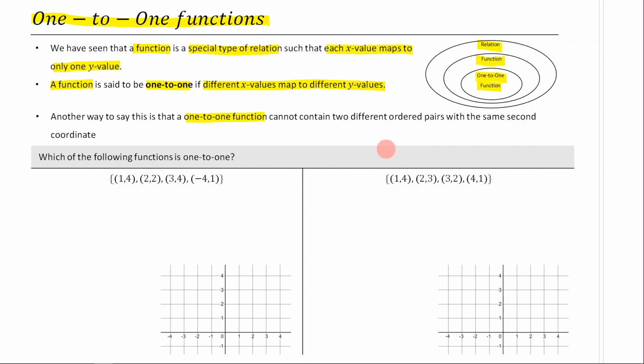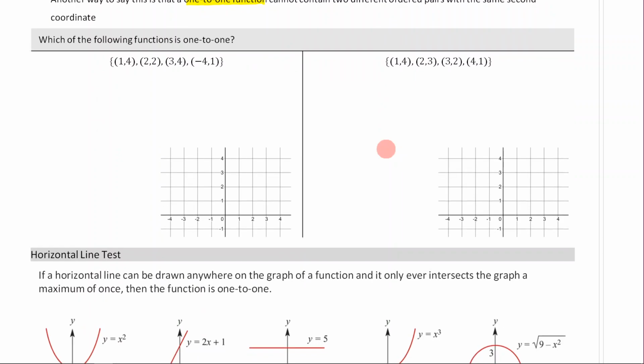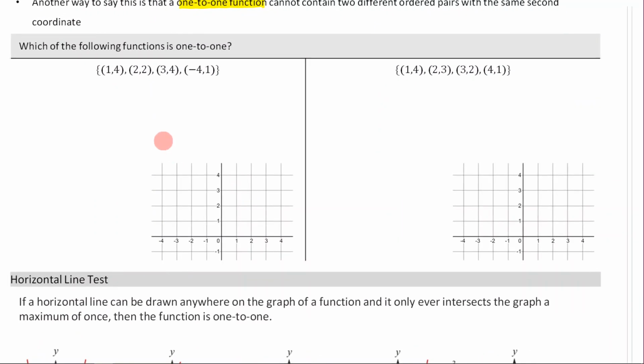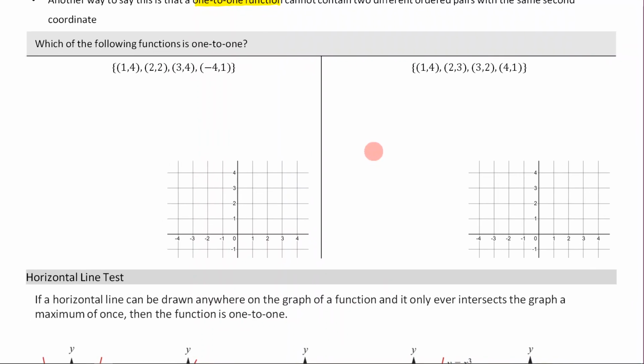Okay, with all that being said, let's dive into these examples here and see if we can answer them. It says, which of the following functions is one-to-one? So here it is right here, and the best way to approach this is the way in which we did it in the previous lesson, and that is we're going to first list out all of our x values. So we've got 1, 2, 3, and -4. And then we have all my y values. So that's going to be 4, 2, 4, and 1.